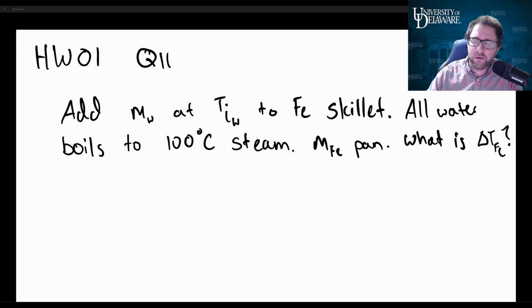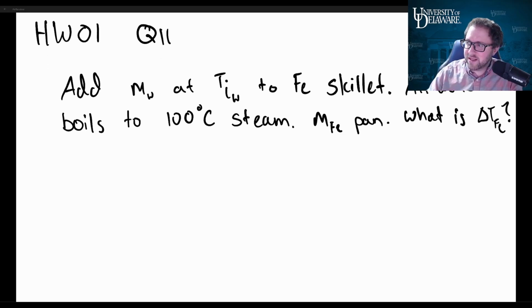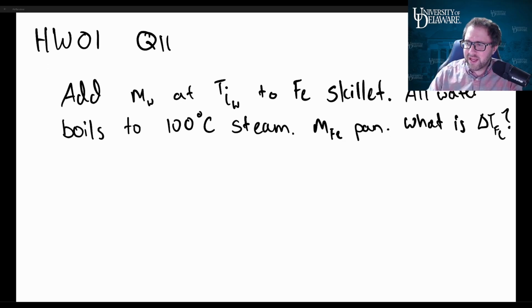All right, hello. So I want to give some hints on two of your Smartwork problems here. The first one's going to be question 11, where we have some mass of water that we're adding to an iron skillet. The skillet is very hot, presumably, and will boil all of that water. What will be the temperature change of that skillet?